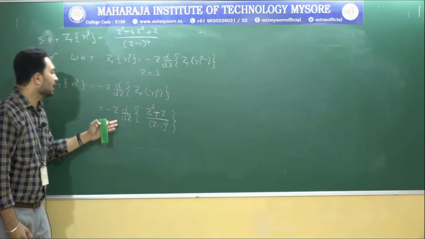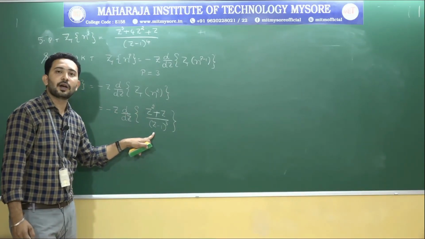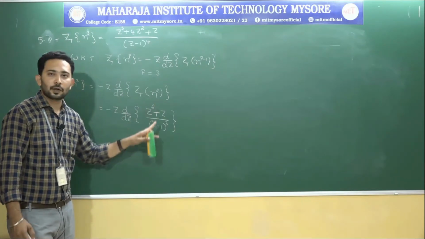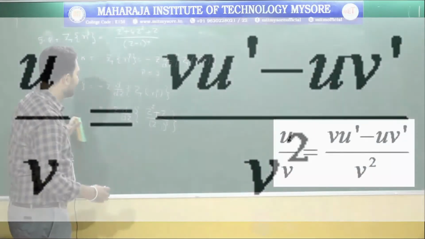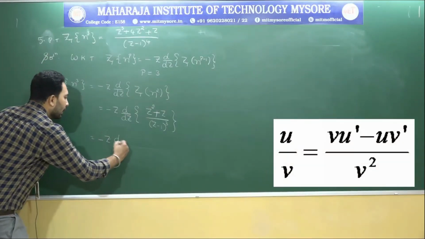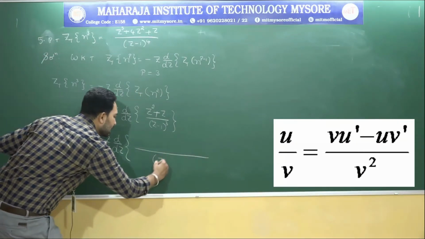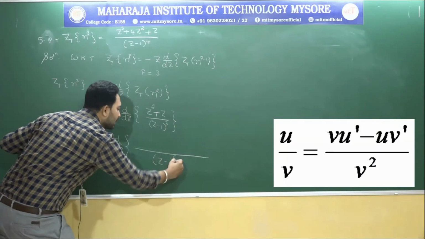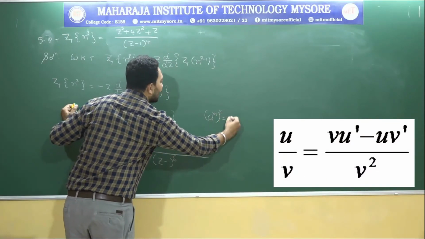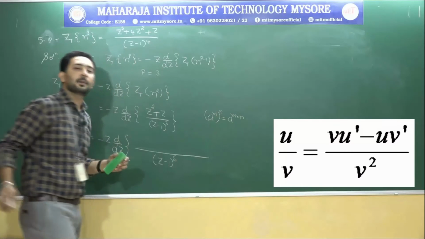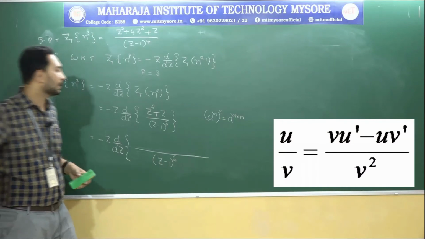Next, again we need to differentiate this, z square plus z divided by z minus 1 whole cube, with respect to z. It is in the form of the quotient rule, that is the u by v method. So in the u by v method, the denominator square means z minus 1 power 6. Now it is in the form of a power m into n, mathematical indices. That's why we have written here z minus 1 power 6.